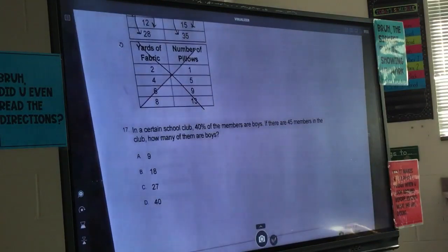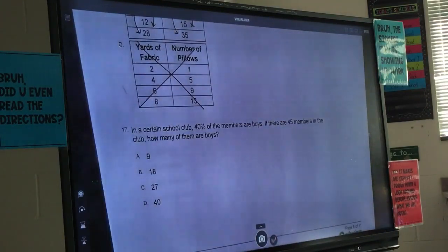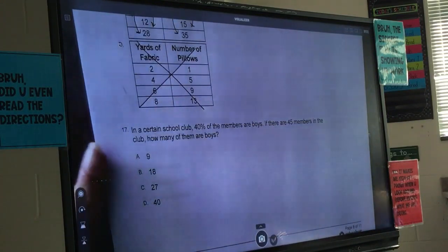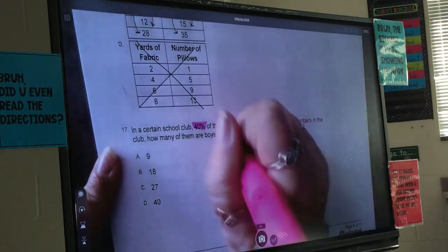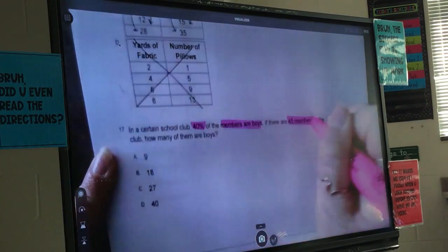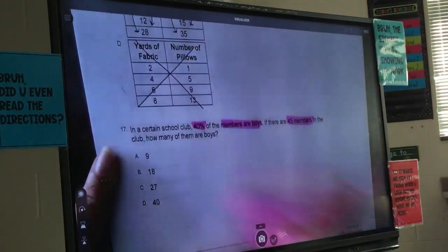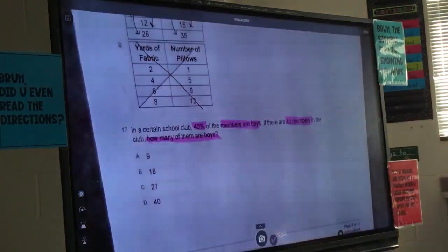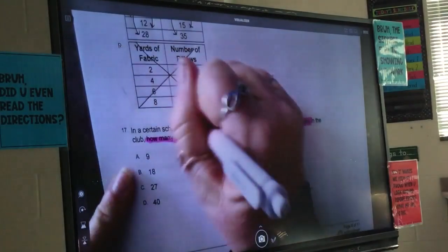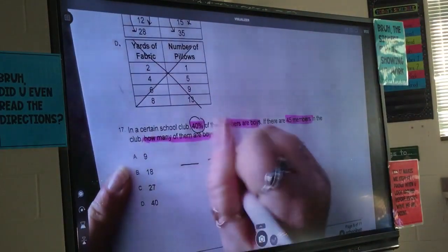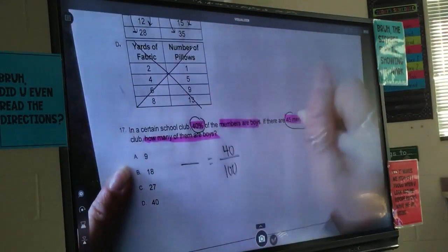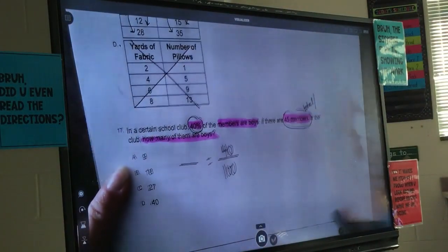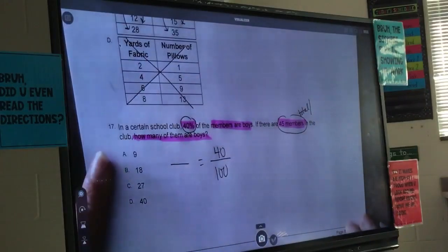With a certain school club, 40% of the members are boys. If there are 45 members of the club, how many of them are boys? So 40% are boys. This is a total of 45 members, and we need to know how many of them are boys. We have our percent, right? So we know we are not finding percent. We know that there are 45 members, which is my total, also known as my what? My whole.